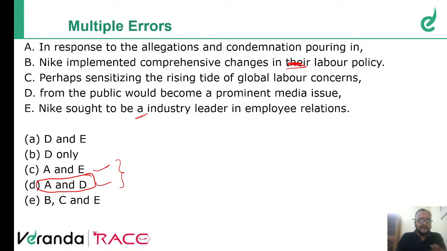We'll revise it again. In response to the allegations and condemnations pouring in, Nike implemented comprehensive changes in its labor policy, perhaps sensitizing the rising tide of global labor concerns from the public would become a prominent media issue. Nike sought to be an industry leader. So A and D will be correct. Fine.